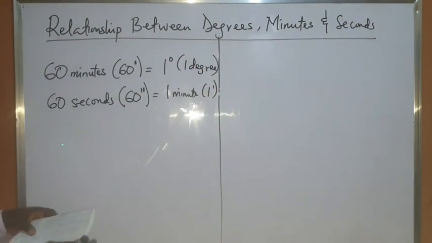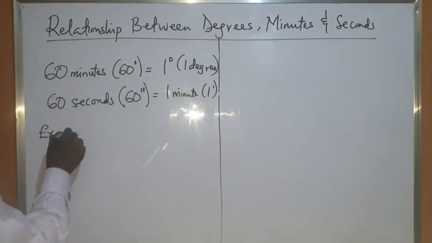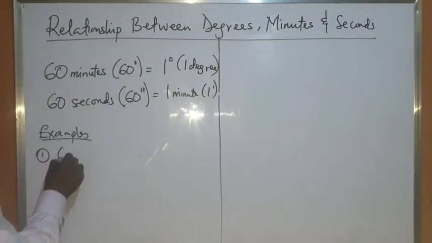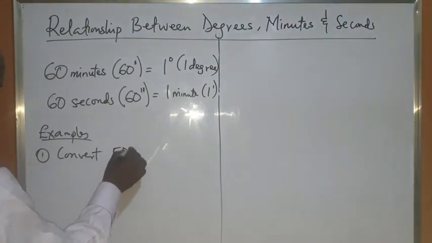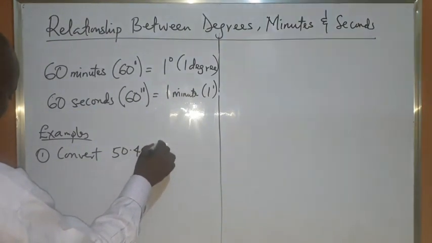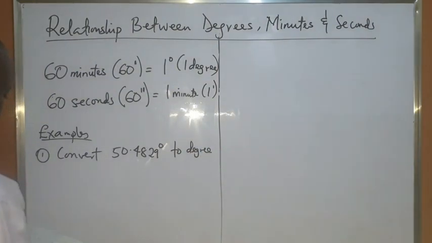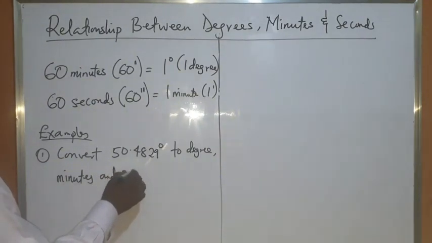Now let's look at these examples. The first example: convert 50.4829 degrees to degrees, minutes and seconds.